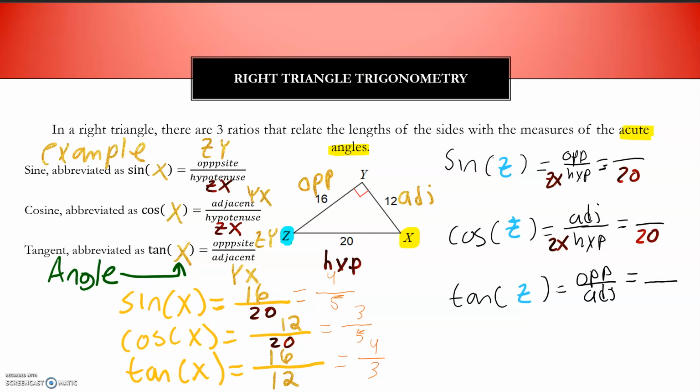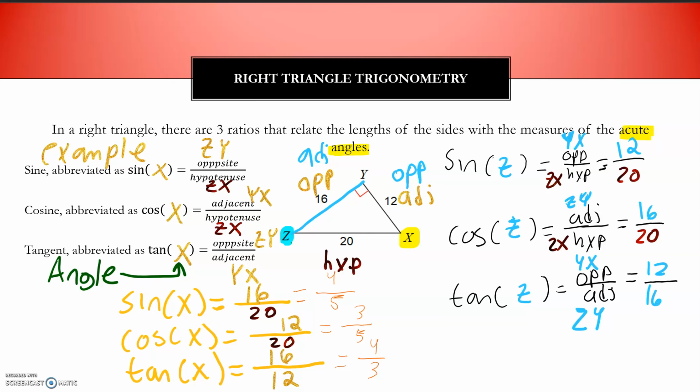Okay. For opposite now, the opposite for Z is the side that's across from Z. So it's not YZ anymore, it's YX. So I'm going to write opposite in blue. So for the blue angle Z, the opposite is 12. And that was side YX. Okay. And then for adjacent, it's what's connecting to Z, but is not the hypotenuse. Well, that's this one, ZY. So I'm going to write that. ZY is the adjacent, and that's 16.